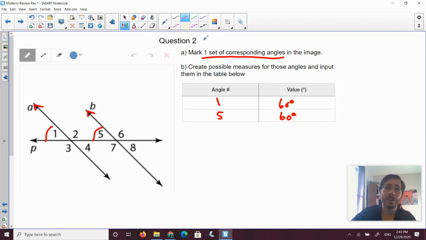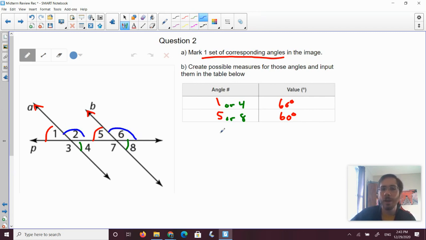Now, that's not the only answer for this one. Since you just had to pick any set of corresponding angles, if I wanted to pick 4 and 8, I could pick 4 and 8. Those are both going to be acute also, so we can say that those are both 60. Again, you have to pick both of the green angles, though. You can't pick any of the red ones. That's not the only choice you can make. You can also say 2 and 6.